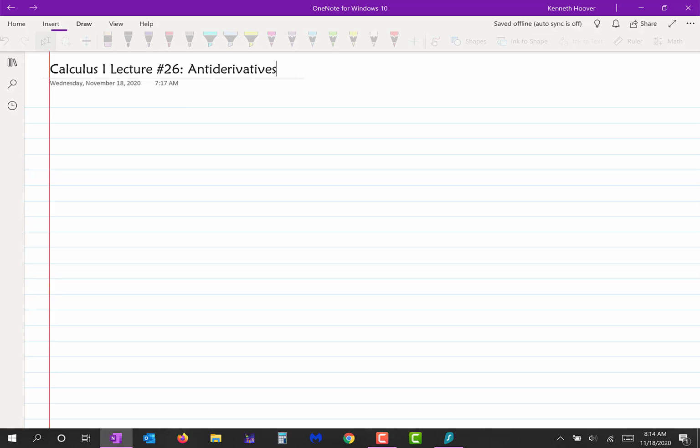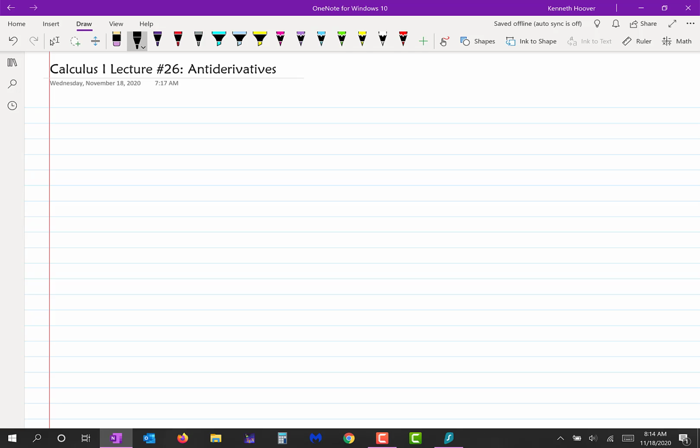Okay, and I'm going to draw something here. Let's draw that symbol and then put a function like 3x squared plus 4x plus 5. Okay, and then this dx. Okay, now this is what we call an indefinite integral.